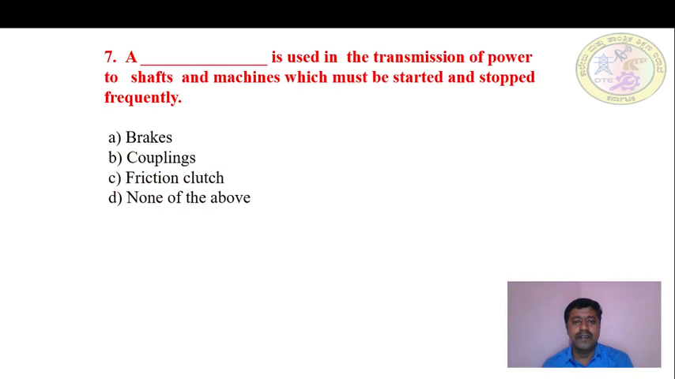A blank is used in the transmission of power to shafts and machines which must be started and stopped frequently. Options are brakes, couplings, friction clutch, none of the above. Answer is C, friction clutch. So friction clutches are used in the transmission of power to shafts and machines which must be started and stopped frequently.